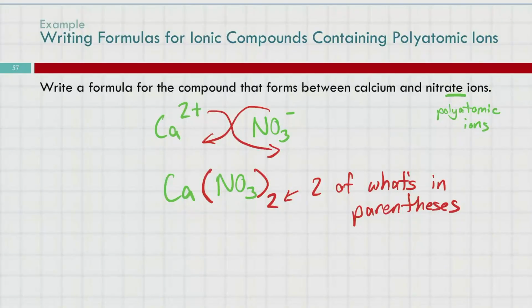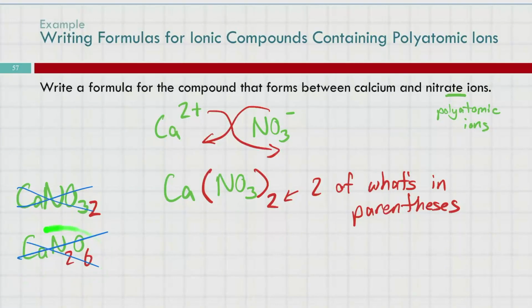You would not want to write out CaNO3 because that looks like we've got 32 oxygens. You also wouldn't want to multiply the 2 across the 3 and the 1 to get CaN2O6. You might see this occasionally, but that's not typically the way that we would write it because it's confusing for chemists. It's just not part of our typical rule set.